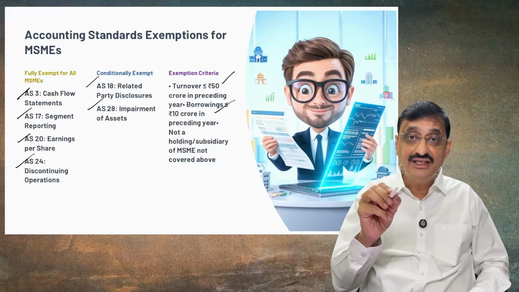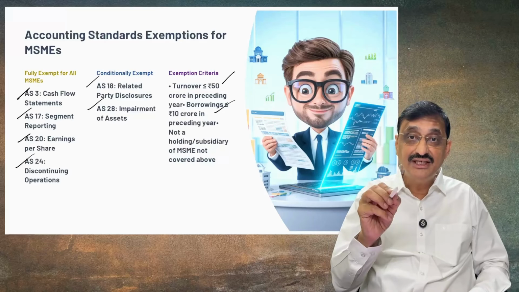Now come to AS 14, which is with regard to amalgamations, and AS 27, joint ventures. Friends, MSMEs are generally presumed to be exempt from these two standards, because these standards will be applicable to an MSME only if they engage in certain specific transactions, right? Rarely do MSMEs go for amalgamations or joint ventures. If they are into that, well, it will be applicable. But most MSMEs don't engage in such types of transactions. Therefore, AS 14 and AS 27 they can safely leave.